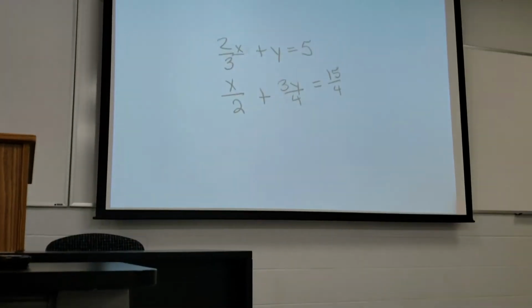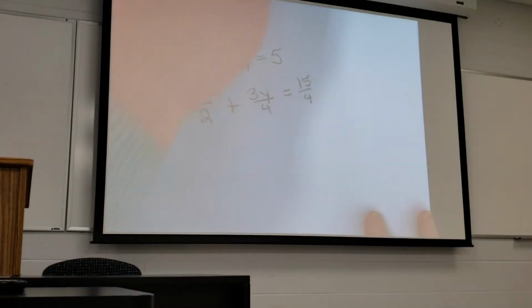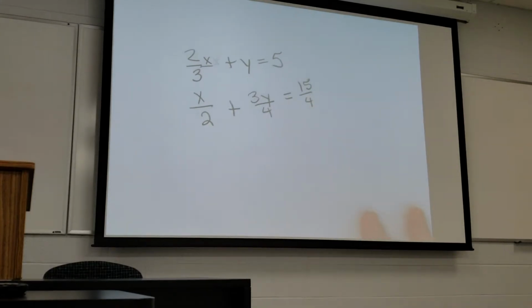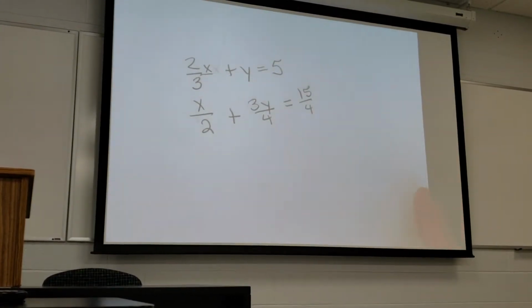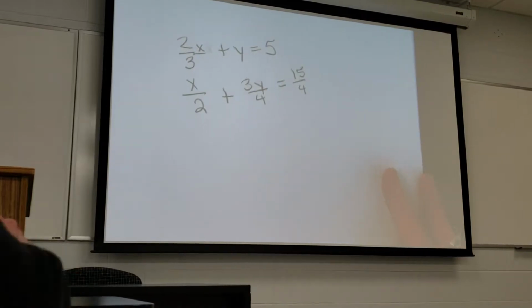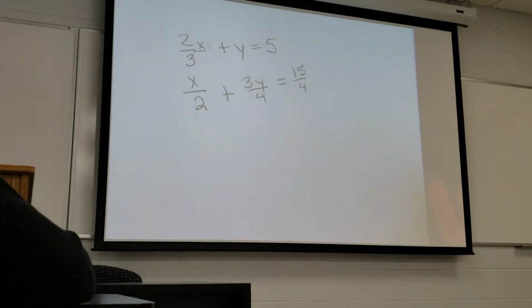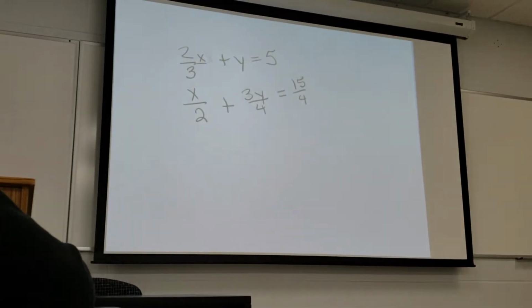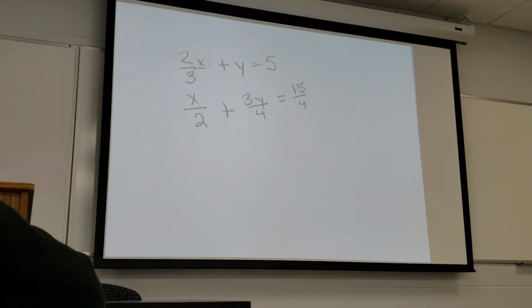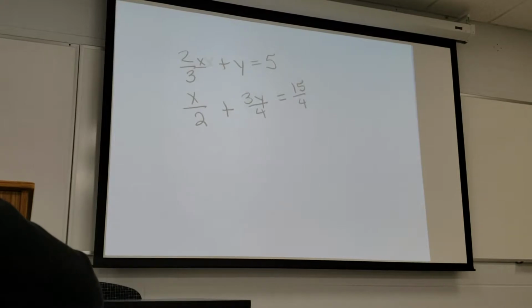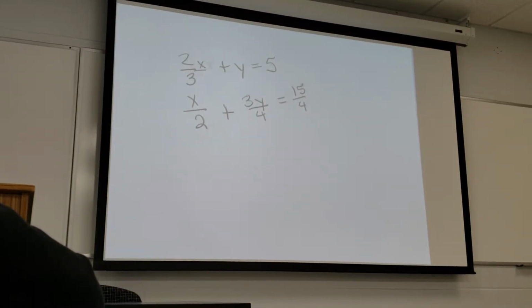This is what I want to do. I want to get rid of all my denominators, one equation at a time. Don't mix these two together. So, for the first one, what's my common denominator? I have 2/3 x plus y is equal to 5. What is my lowest common denominator? 3. So I'm going to multiply every term by 3.